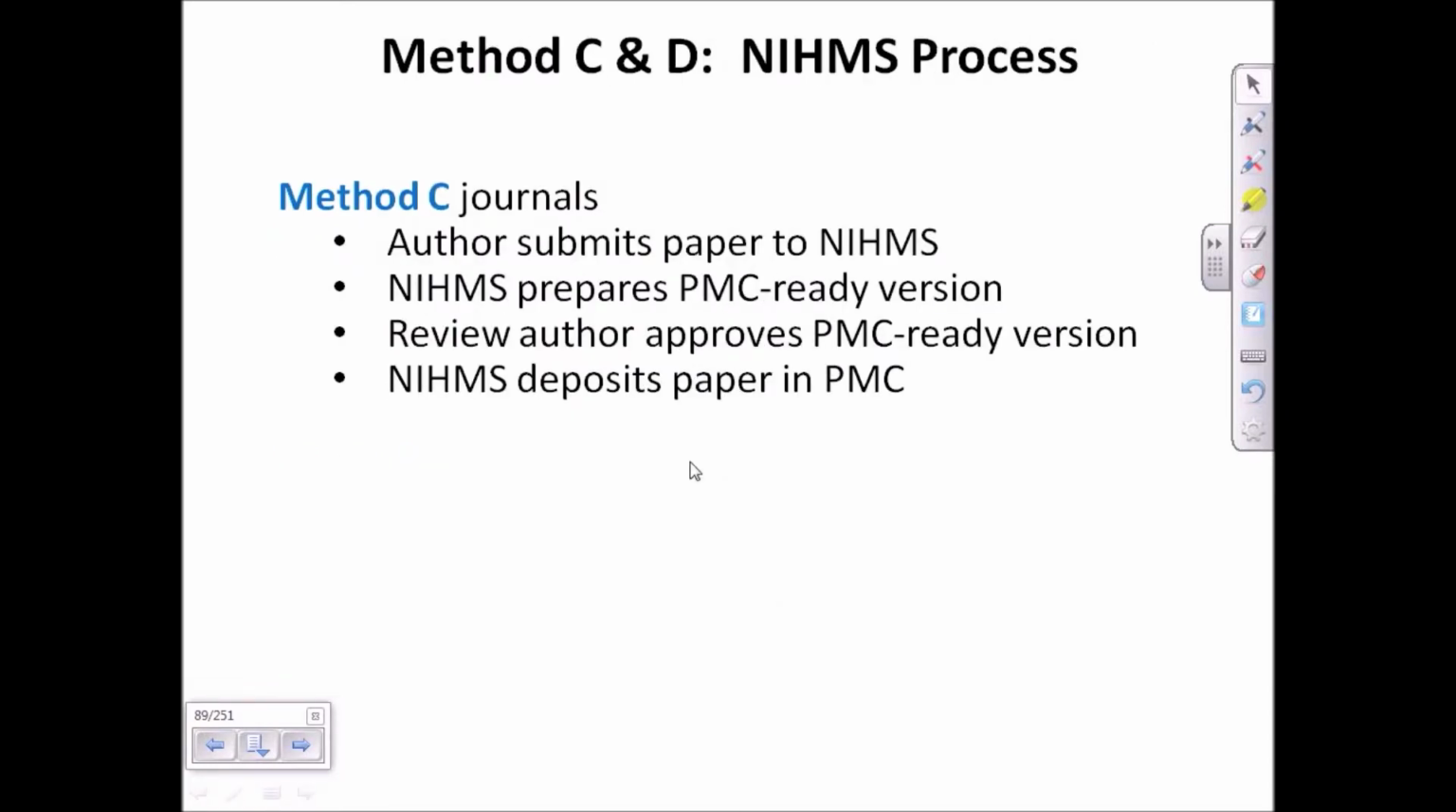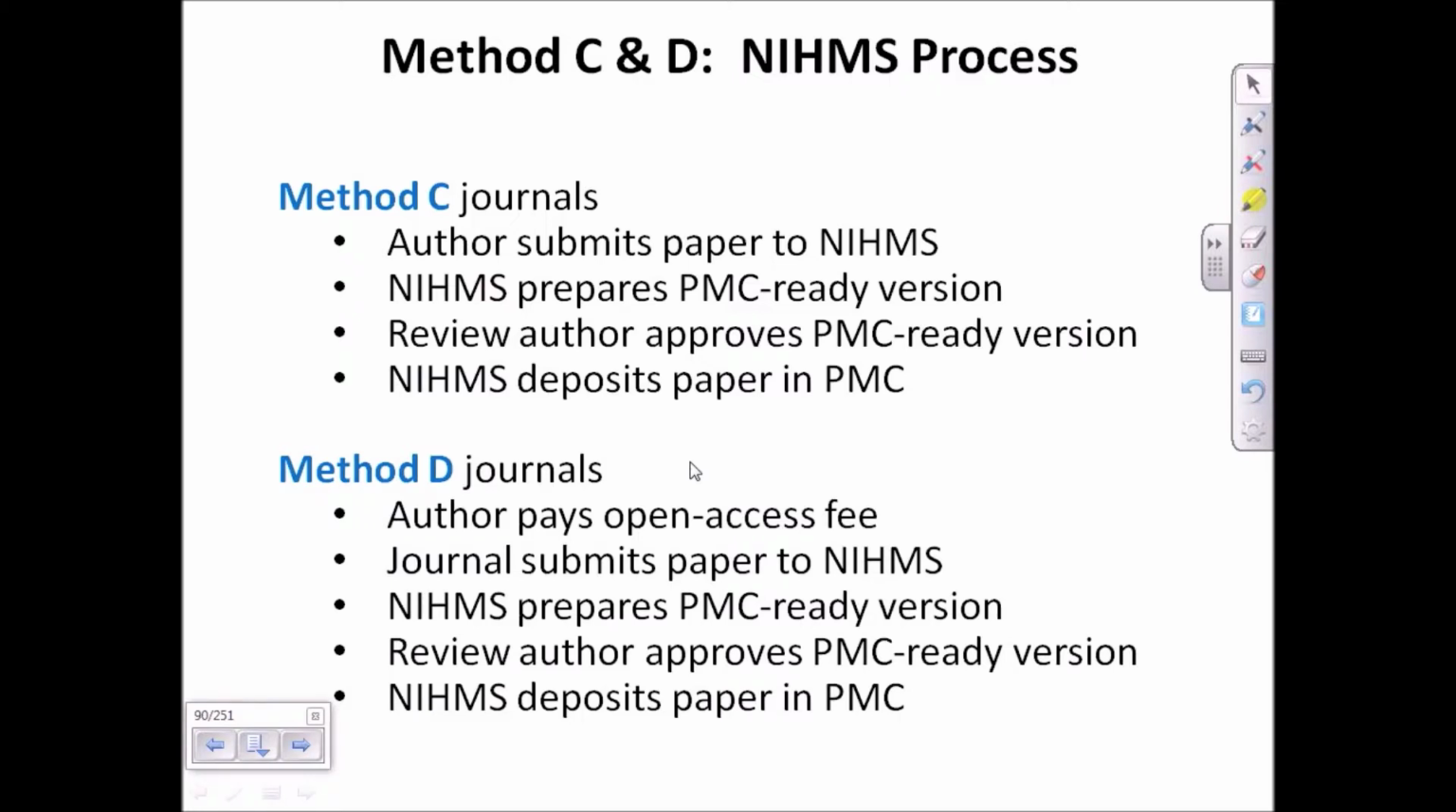Now, method C and D is the same thing. So method C journals, but we're using the NIHMS system now. These are journals where the author has to go into the NIHMS system and submit the paper there. Then NIH will prepare the PMC-ready version. Then after they've done that, they send an email back to the author and they say, okay, your paper has been formatted. Please log in and check it to make sure it's okay. Once you hit approve, then they submit it to PubMed Central.